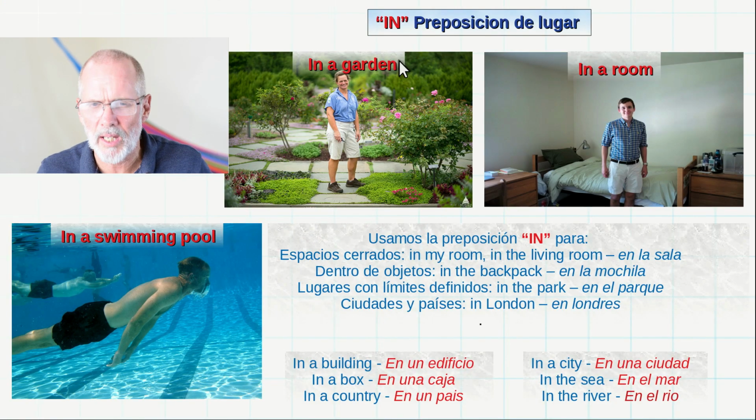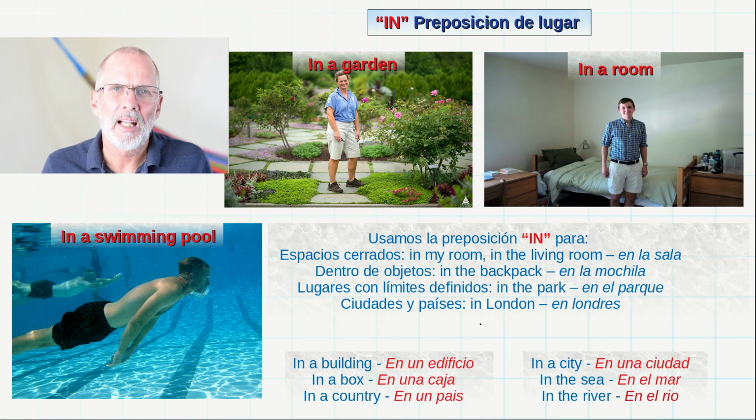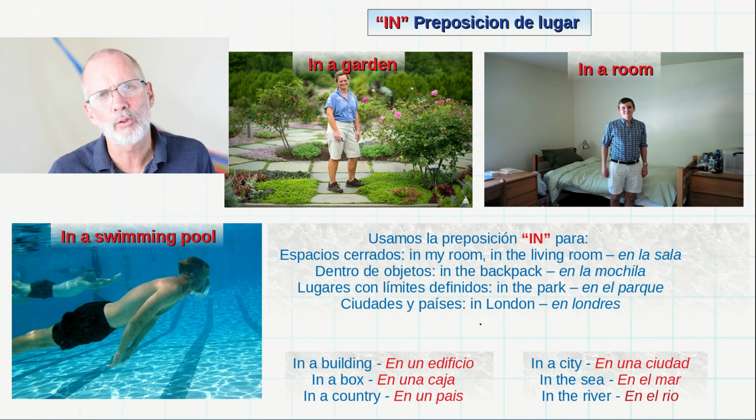Antes de que veamos las reglas, vamos a recordar que en español esas tres preposiciones, in, on y at, se pueden traducir a la palabra en, a la preposición en. En inglés hay tres preposiciones, in, on, at, y en español solo una, en. Y eso puede ser confuso a veces para los hispanohablantes.